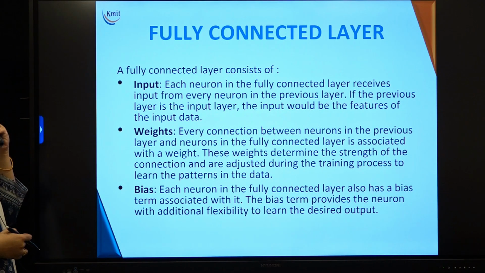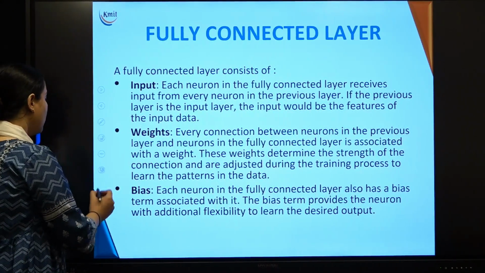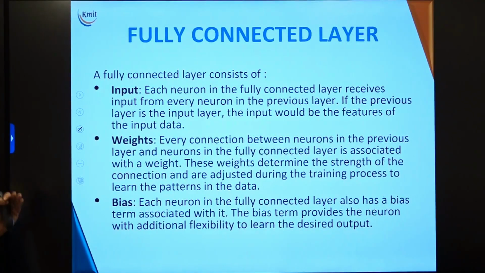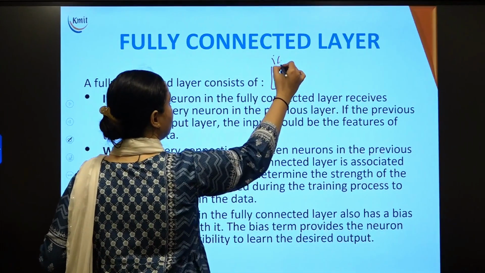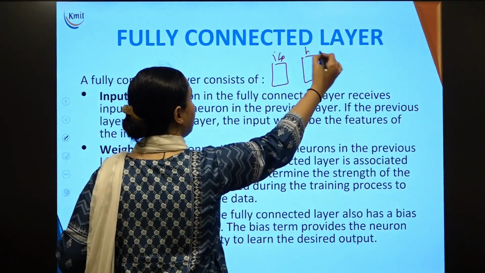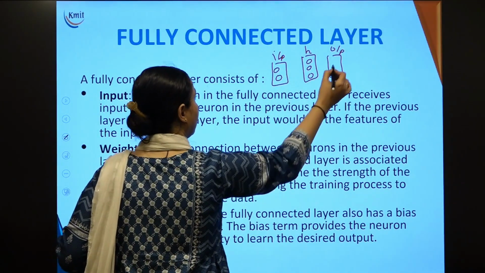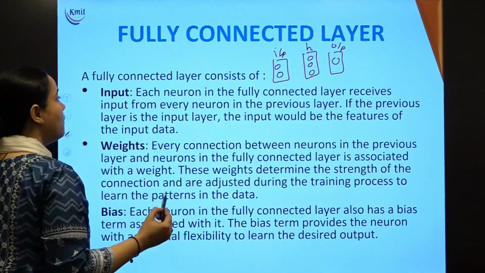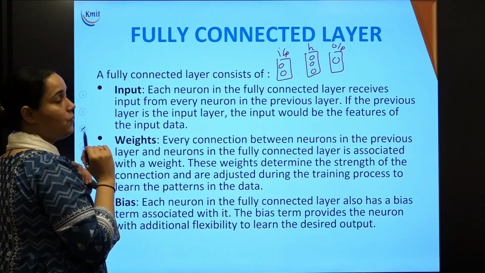So what are the basic things that a fully connected layer consists of, we are going to see. The very first thing that it is going to consist of is an input. Okay, so each neuron in a fully connected layer receives input from every neuron in a previous layer. For an example, you have seen the multi-layer perceptron, right? You have input layer, you have hidden layer and an output layer. Then you have got neurons present here, correct? So suppose this is your layer, and each neuron in a fully connected layer receives input from every neuron in the previous layer.